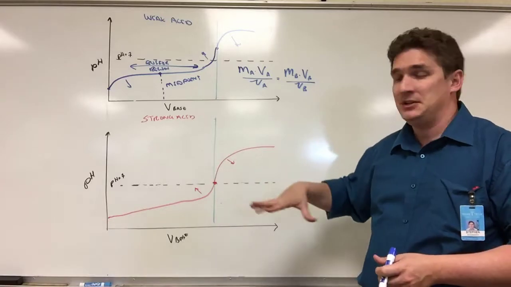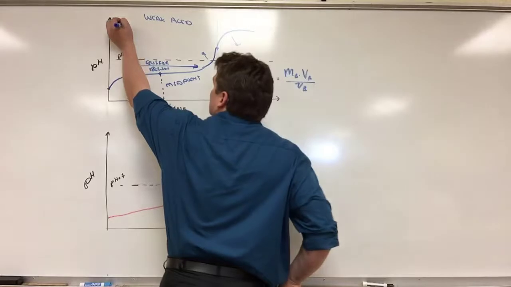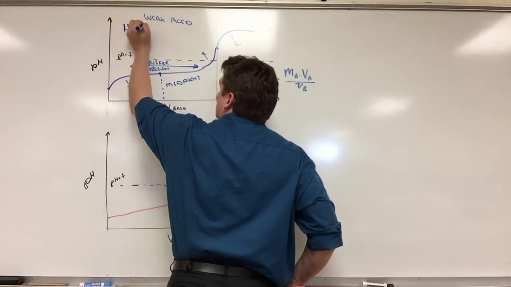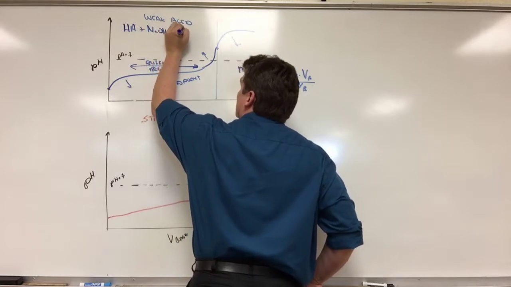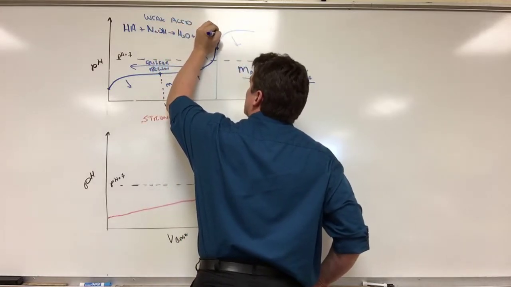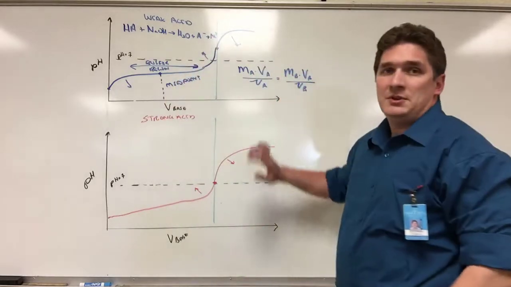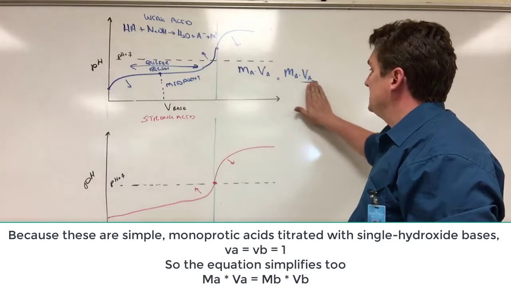Now, as I said in the previous video, this is a monoprotic acid, HA, plus a strong base such as sodium hydroxide, giving us water and a conjugate base. So in this case, it's going to be 1-to-1. So for any monoprotic titration, our formula reduces to this.